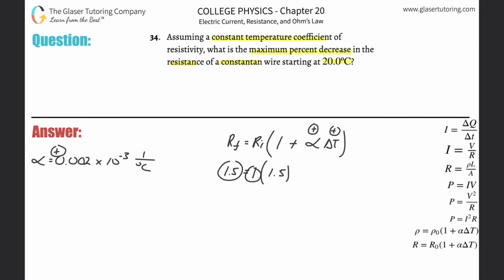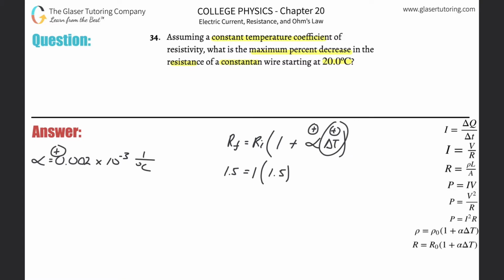Now in this particular problem, they say percent decrease in the resistance. So is this an example of decreasing resistance? No, this is an example of increasing resistance. So is the alpha going to change? No, because they said to assume a constant temperature coefficient. So the only thing that's possibly changing here is the sign of the temperature change.